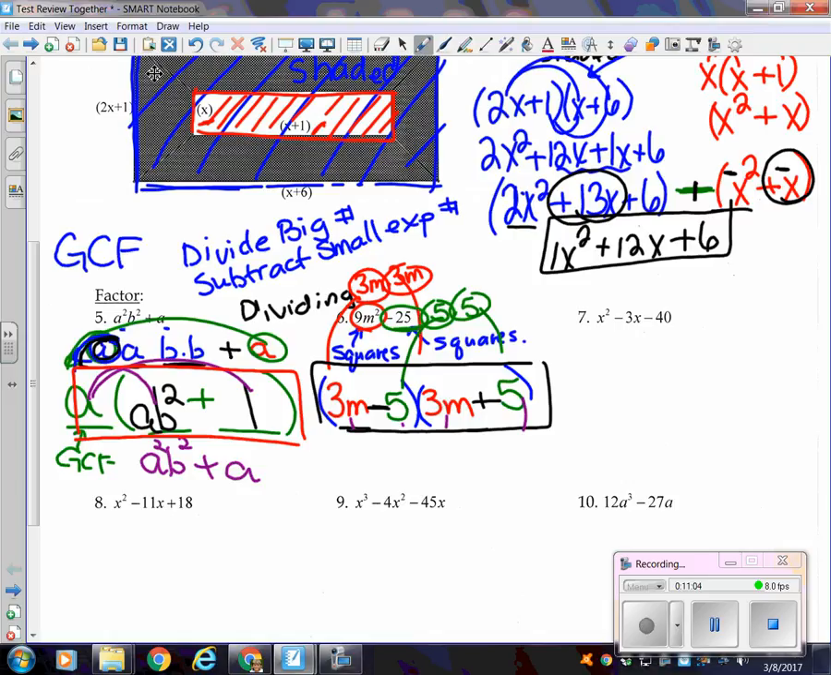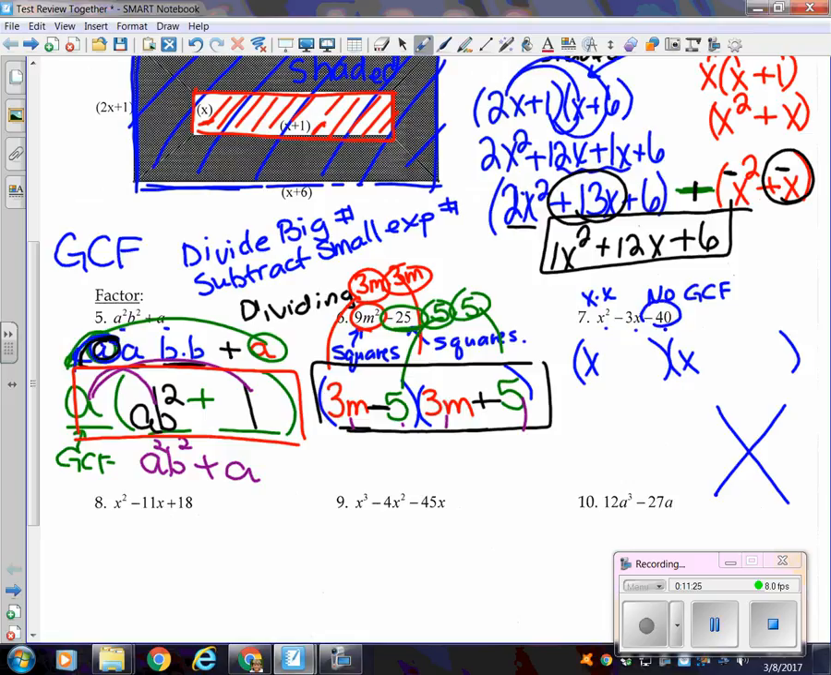Number 7, if I double check, no GCF. So I'm going to go straight to factoring trinomials. I do notice it has 1, 2, 3 terms. So I'm going to do a trinomial. I know x squared factors into x times x, so that goes first and first. I'm also going to utilize an x puzzle. This is something we learned about in class.